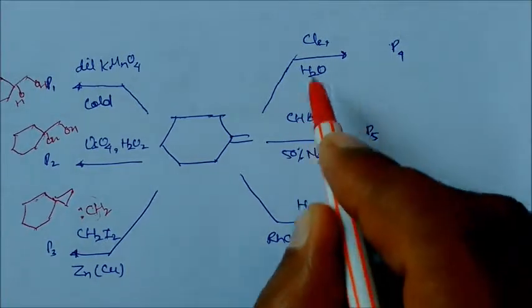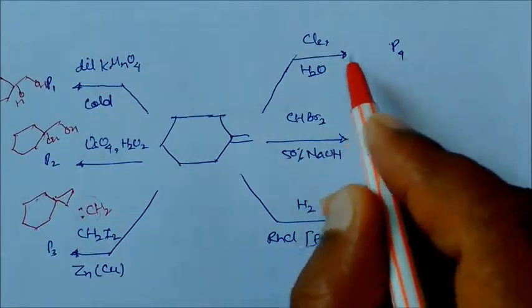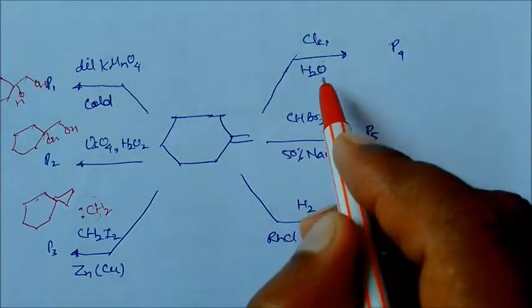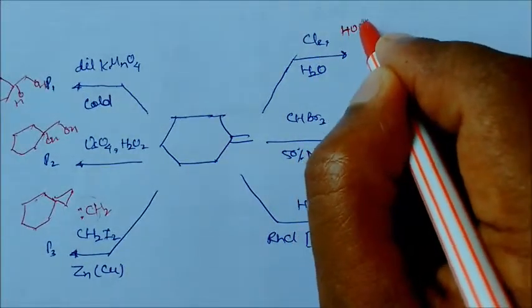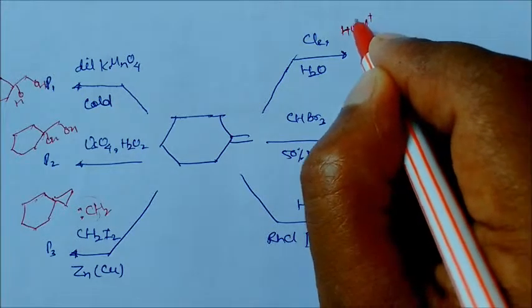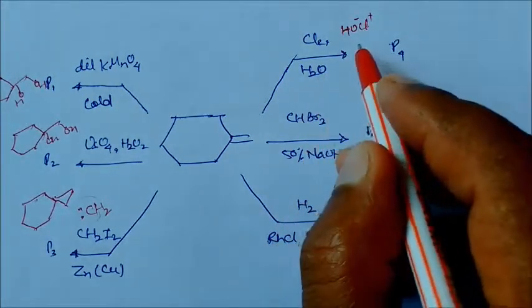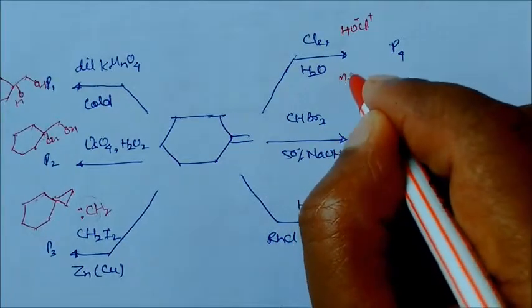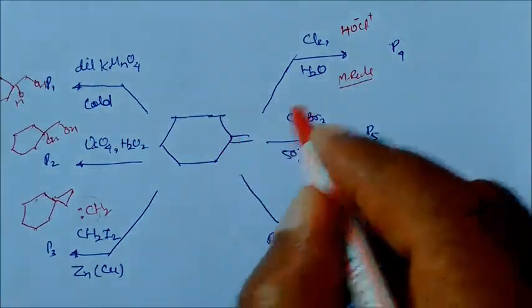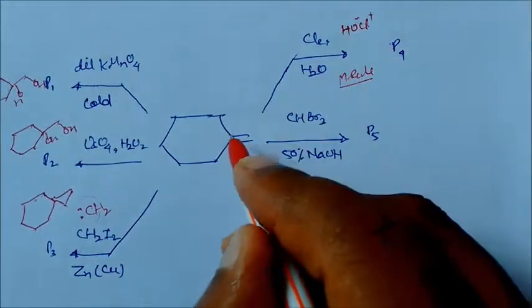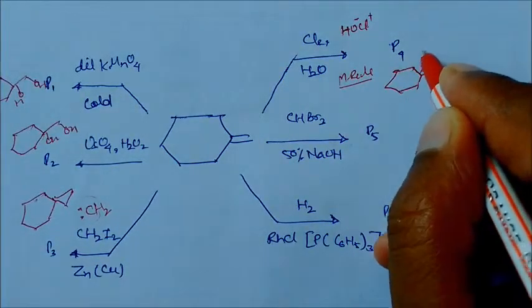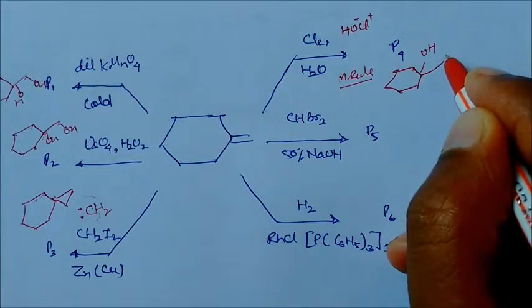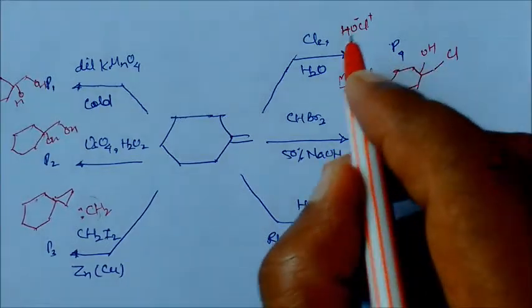So in product 4, there is Cl2 in water. Cl2 water is nothing but HOCl, in which Cl is the positive part and OH is the negative part. So again it will be added as per the Markovnikov rule. Markovnikov rule means the negative part will be attached to this side. So we will get the product, this side your OH and this side your Cl. So this is the addition of HOCl.